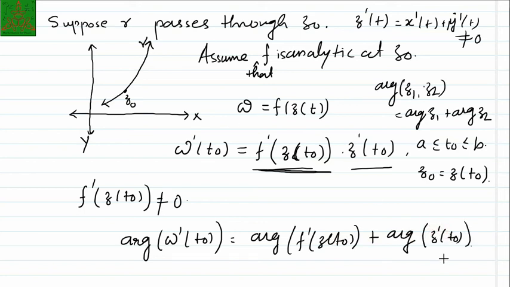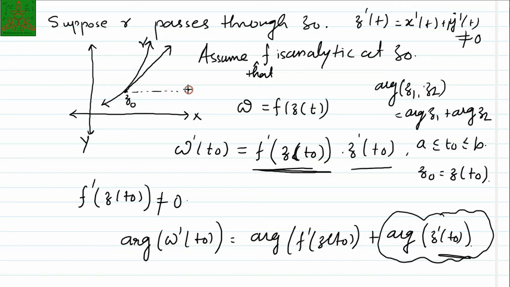Now what is z dash of t0? As you know, its argument is nothing but the slope of its tangent. So this is actually the slope of the tangent at the point z0 of the gamma curve. This is the tangent and its argument means the angle it makes with the positive x-axis. So this is your argument and I am denoting it as theta. On the other side, what will this be? This will be the image of the function, that is, w equal to f of z.